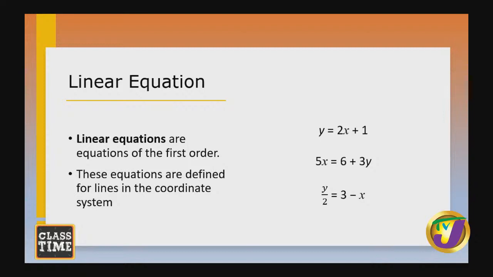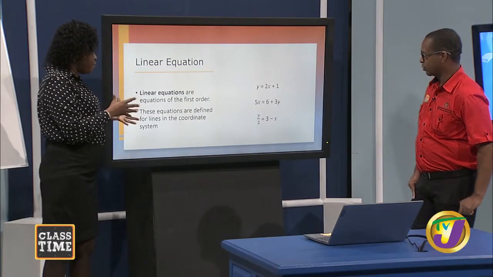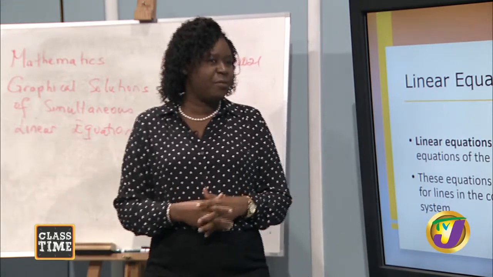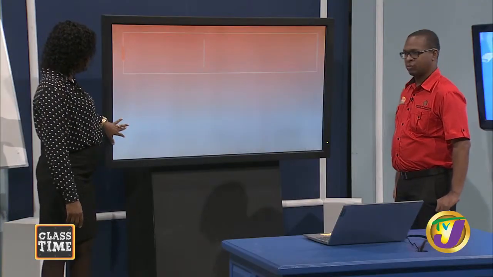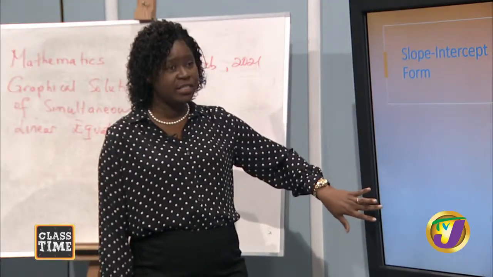So we notice that linear equations come in different forms. Right? So we're going to be focusing on one form. But even though we might be given an equation in one form, we can change it to another form, some of the things that we would have learned in algebra. And we'll be looking at some of those. One of the specific forms we're going to be focusing on today is the slope-intercept form.